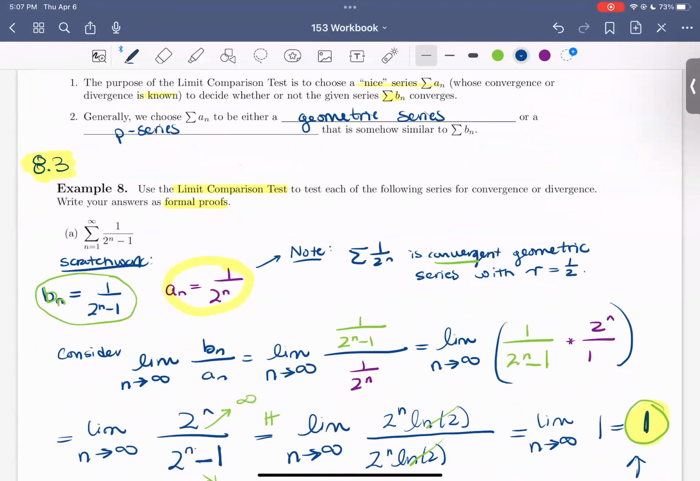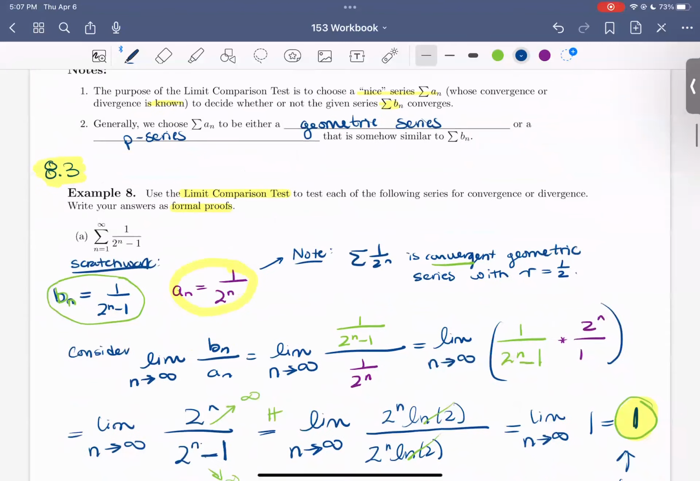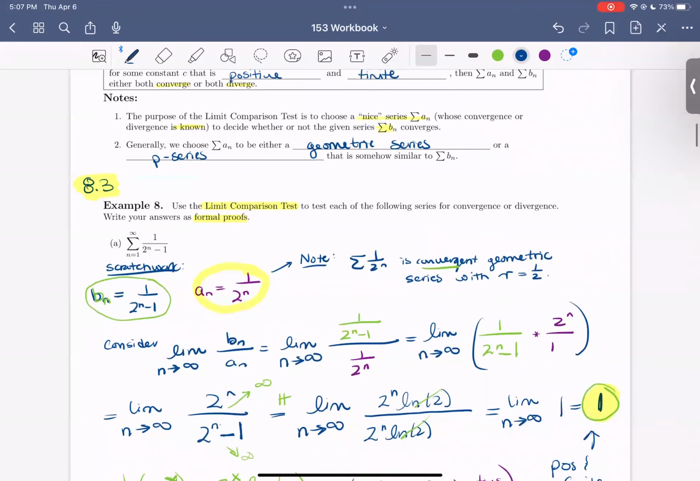So to summarize, we're given a series of b_n's. We want to find a series a_n to compare it to. And by comparison, we're going to look at the limit of the ratios of the two terms. Okay, so let's go ahead and get started.